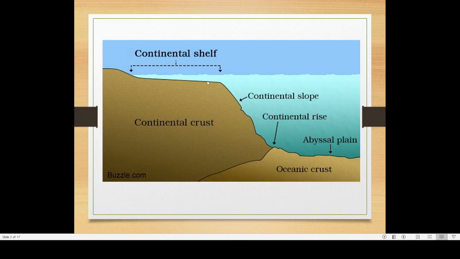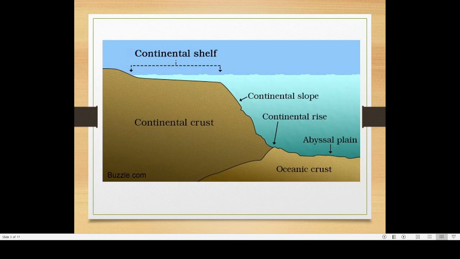Continental islands are those islands which are located on the continental shelf, and because of that the sea separating the continental island from the nearby continent will be narrow as well as shallow. After the continental island, you can see that the depth suddenly increases.